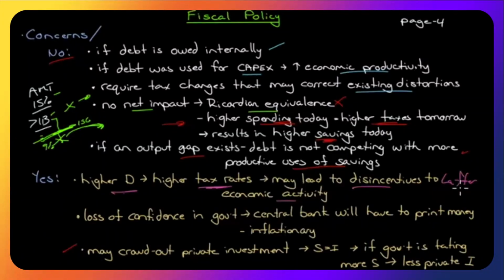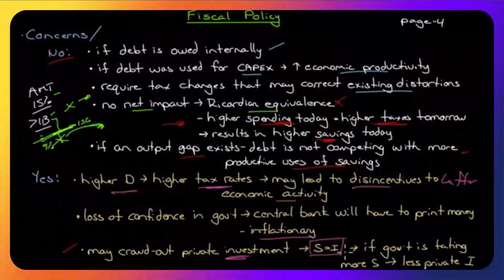Loss of confidence in the government. The central bank will have to print money, and that will be inflationary. Or it may crowd out private investment, because there is this identity that savings equal investment.